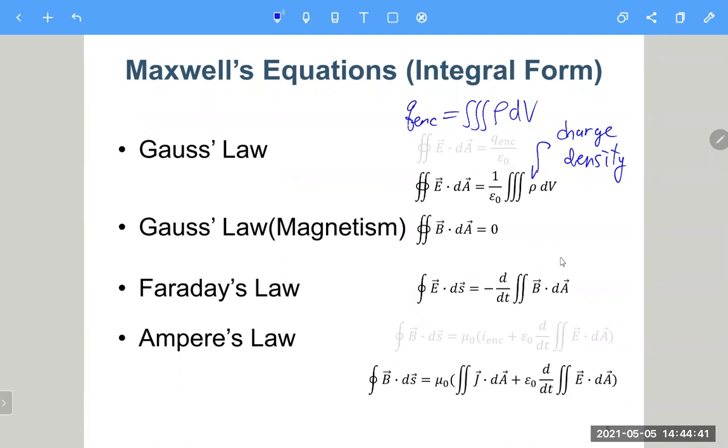And also likewise, this is the current. Originally, this is the current enclosed by this path. And actually, the current can also be written as the surface integration of the current density. So this J is the current density.